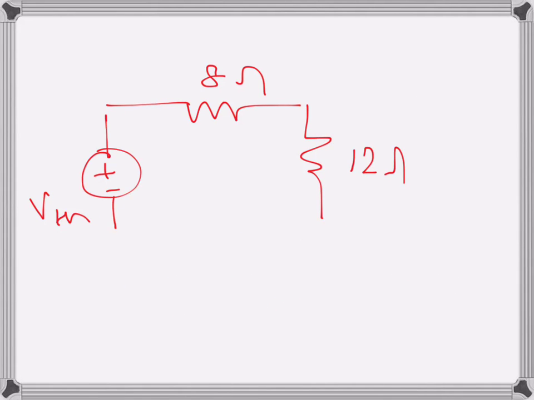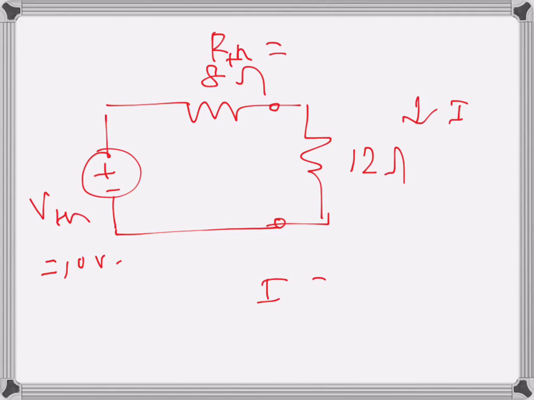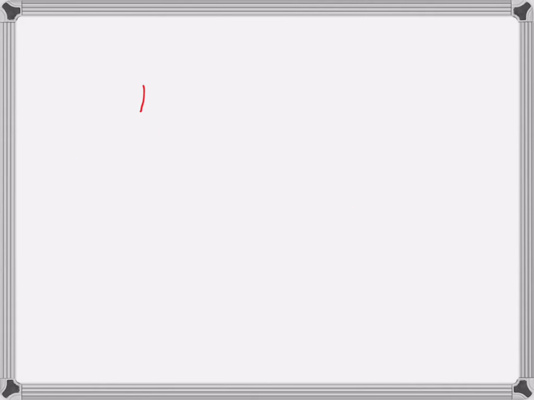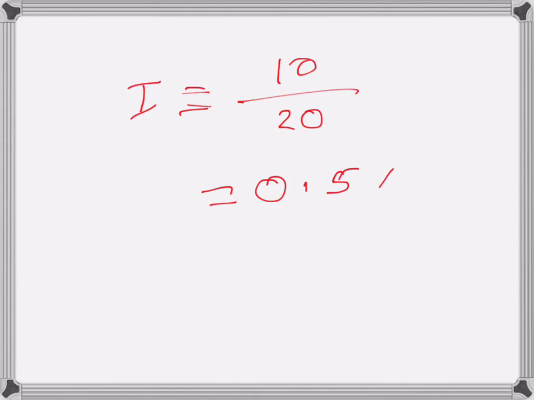So basically I am just connecting the Thevenin's resistance to that 12 ohms. So that's there now, and this one is R Thevenin, which is 8 ohms, and V Thevenin is 10 volts. So our current I will become V Thevenin divided by R Thevenin plus 12. So I is equal to 10 divided by 12 plus 8, which is 20. So I is equal to 0.5 amperes. That's the result here using Thevenin's theorem.